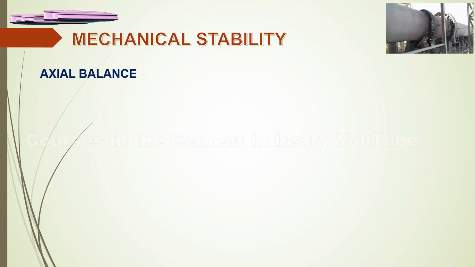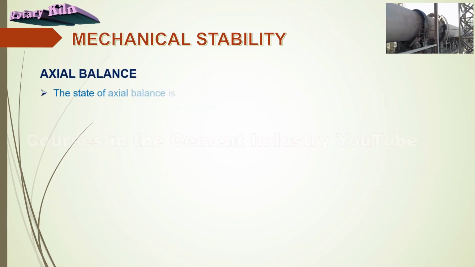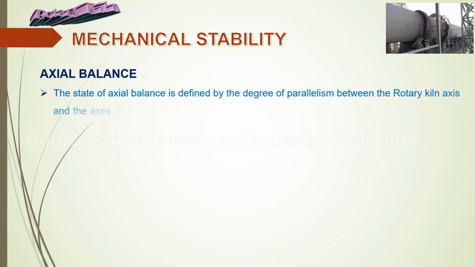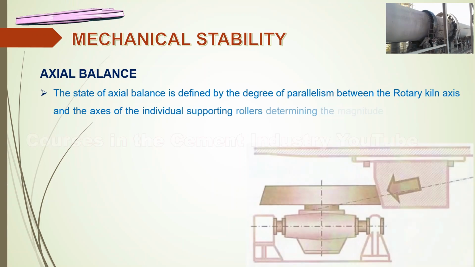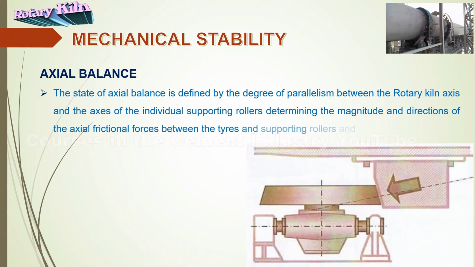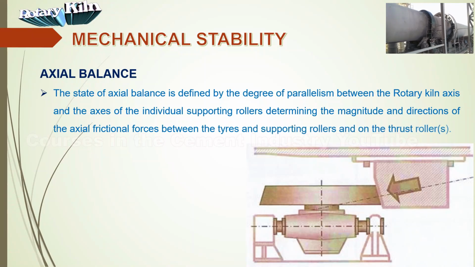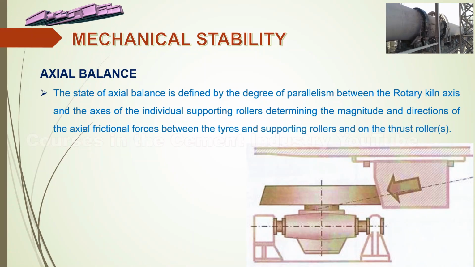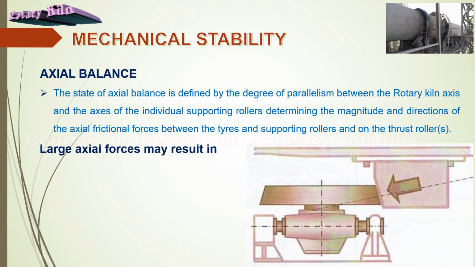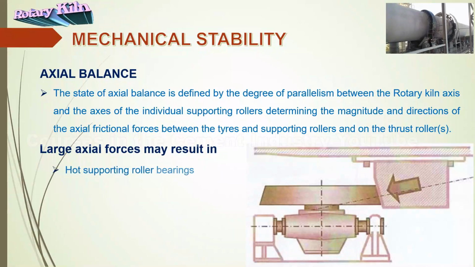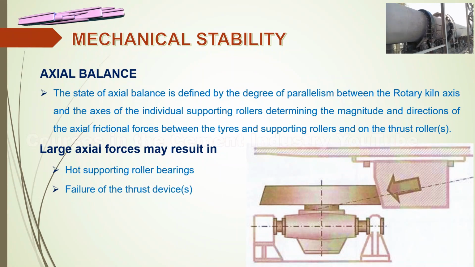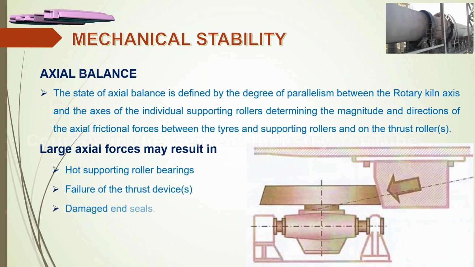Axial balance. The state of axial balance is defined by the degree of parallelism between the rotary kiln axis and the axes of the individual supporting rollers, determining the magnitude and directions of the axial frictional forces between the tires and supporting rollers, and on the thrust roller. Large axial forces may result in 1. Hot supporting roller bearings. 2. Failure of the thrust device. 3. Damaged end seals.